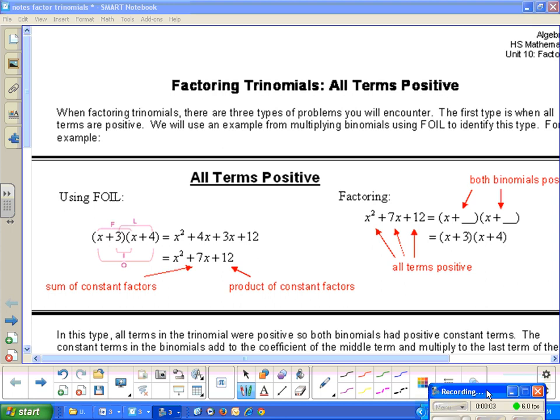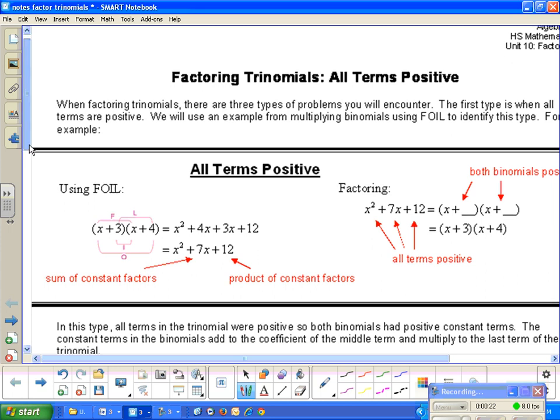Okay, to do that on factoring trinomials, we have basically three ways. We have all terms positive, with one of them negative, or with both of them negative. So we can go through a couple examples all on the same page, and then in class we'll go over the other ones. When we talked about it before, we said we have the question, is there anything in common?